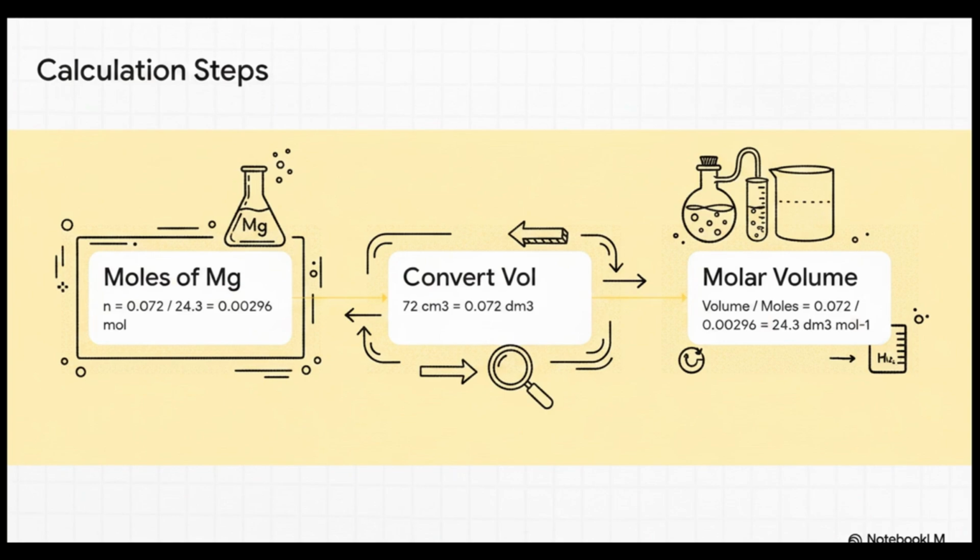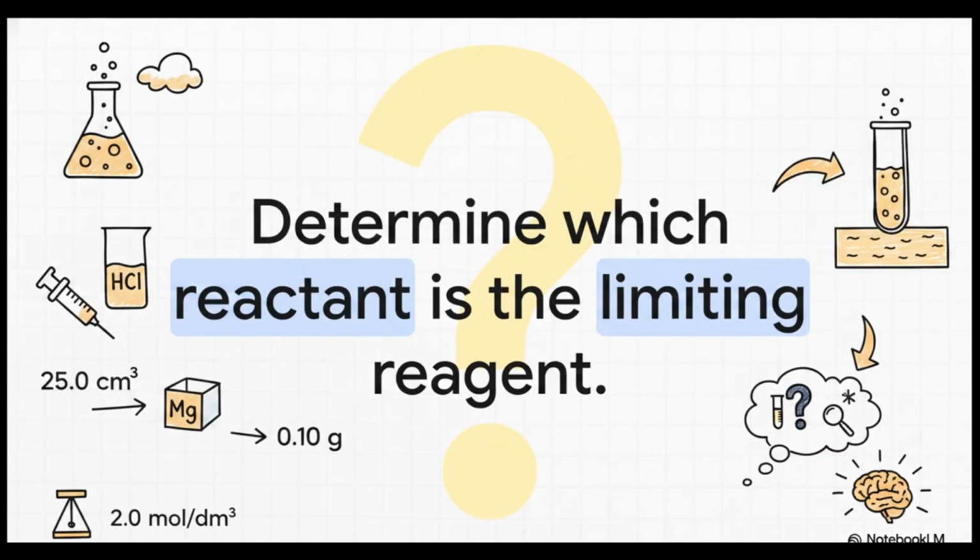0.00296 moles. Mark 2. Remember our golden rule. Convert 72 cubic centimeters to 0.072 decimeters cubed. Mark 3. Divide your volume by your moles. 0.072 divided by 0.00296 gives us 24.3 decimeters cubed per mole. Boom. 3 easy marks. Now let's step it up to a slightly trickier 4-mark question.